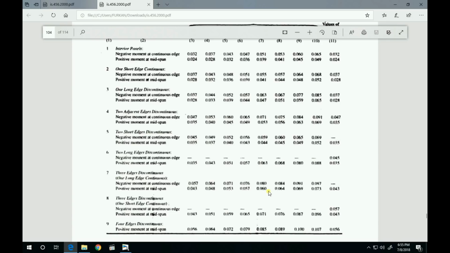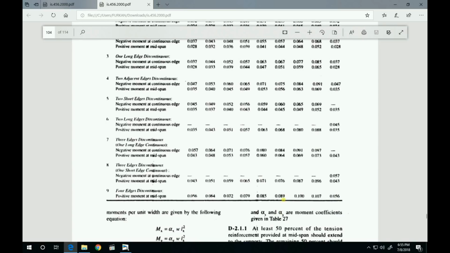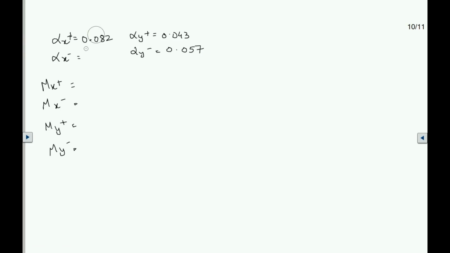Now for that case, let's see the Ly by Lx ratio. For us it was 1.6, so it is in between these two. So for alpha x, it will be in between 0.076 and 0.087, while alpha y negative will be 0.057 and alpha y positive will be 0.043. Now you have to interpolate for 1.6. I'll not show you that, I'll just write it down, you have to do that. So here are the alpha x and alpha y values. Alpha x positive is 0.082 and alpha x negative is not there, that is 0. Alpha y positive is 0.043 and alpha y negative is 0.057.